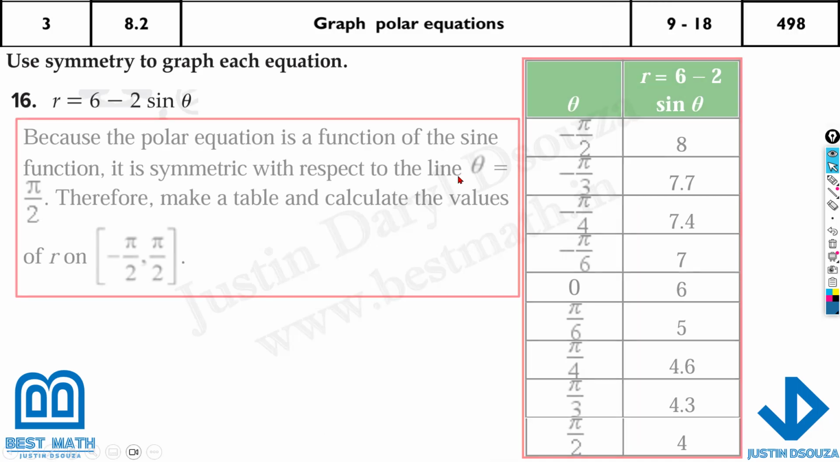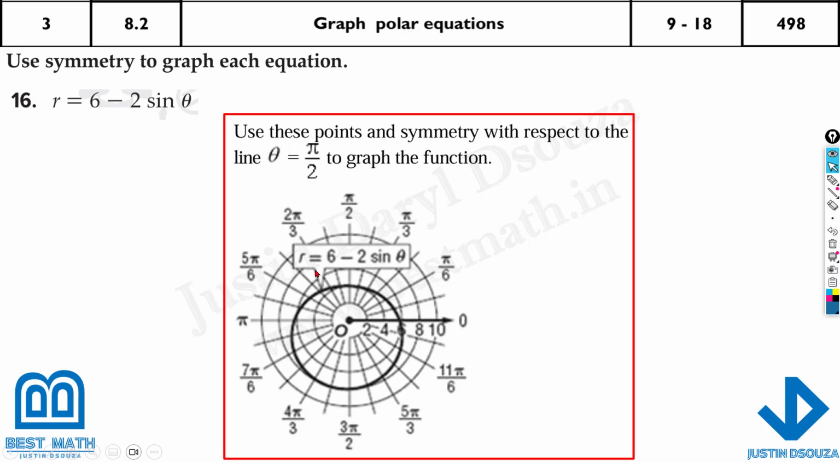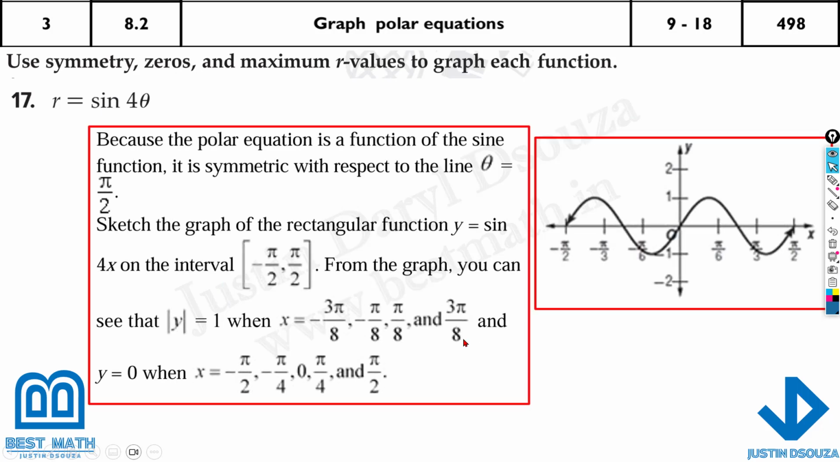So please try them by yourselves. There's nothing unique about these. They're all the same type of problems. You'll have 4 graphs. Choose and eliminate the incorrect one. Now this one is a sine 4 theta graph. So all you need to do is put sine values.